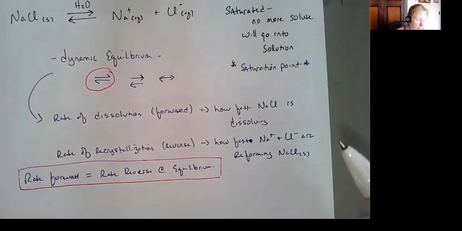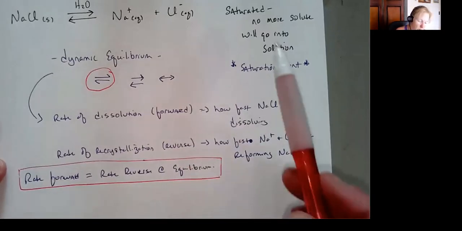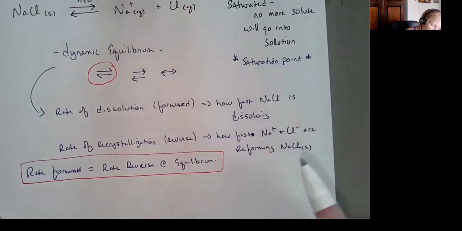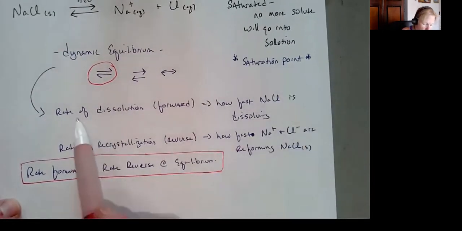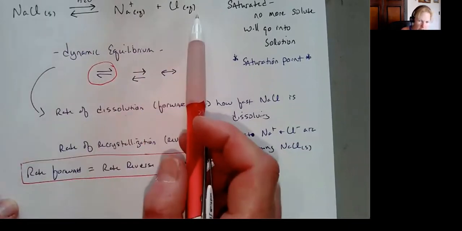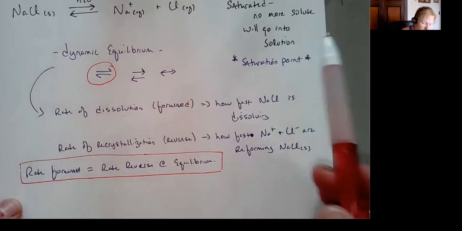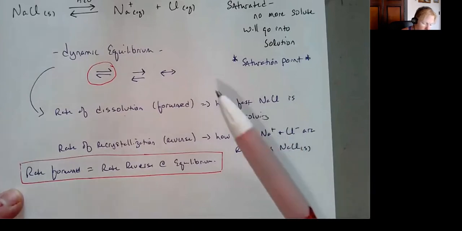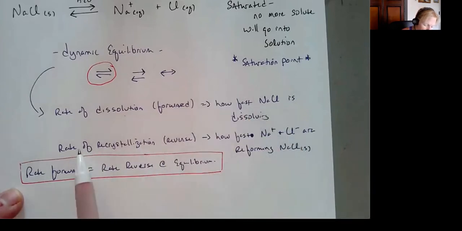So if you think about being below the saturation point, so I haven't reached saturation, then I'm only going to see rate of dissolution. So as I add more of this in, it's going to dissolve into ions. If I have a solution that's above the saturation point, for whatever reason, however I got it there, I'm going to see the rate of recrystallization.